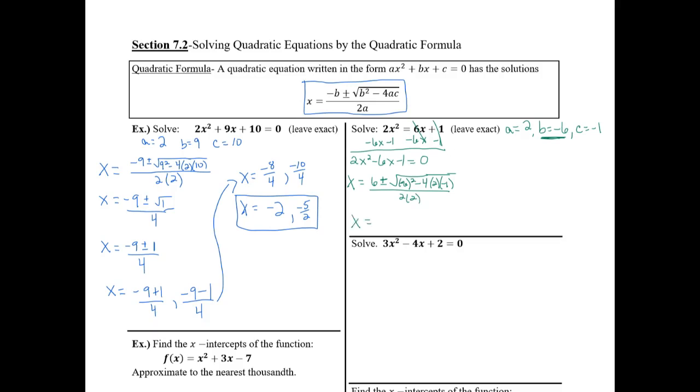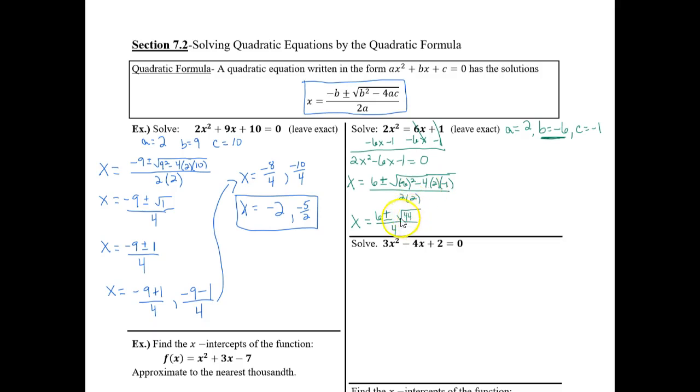Alright, we're going to simplify what's under that radical. So we still have 6 plus or minus. We'll have -6 squared is 36. And then 4 times 2 is 8. 8 times -1 is -8. So we're subtracting a -8. Or we could think of this as -4 times 2 times -1. Those two negatives are going to make a positive. So we'll have 36 plus 8. And 36 plus 8 is 44. So we'll have the square root of 44 underneath the radical, all over 2 times 2 is 4.